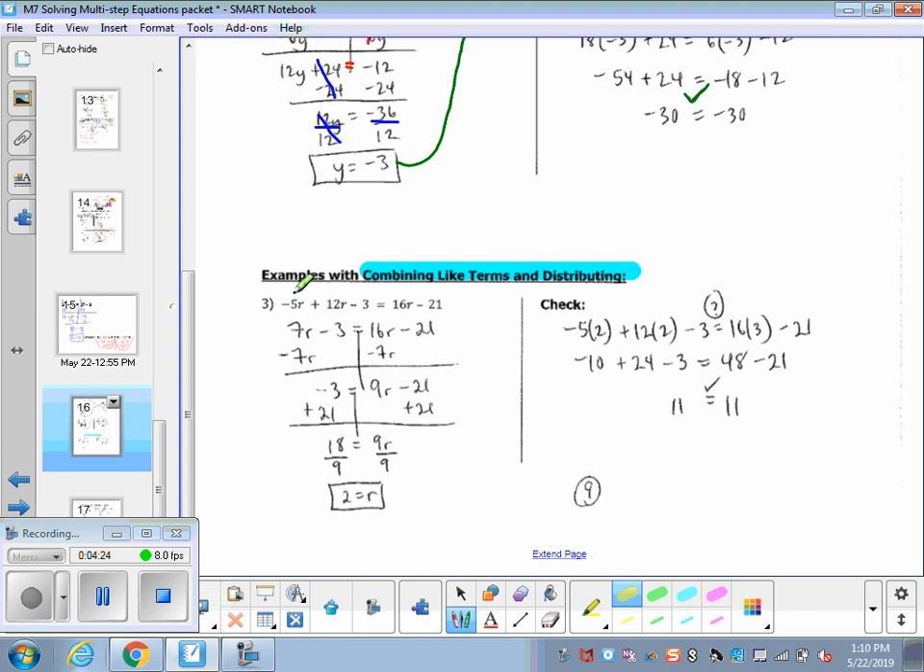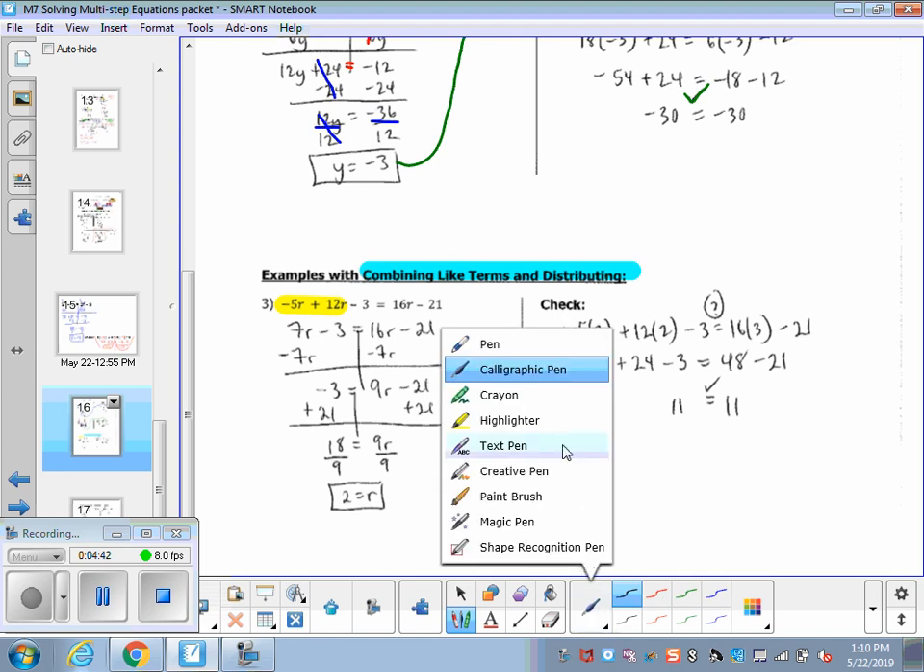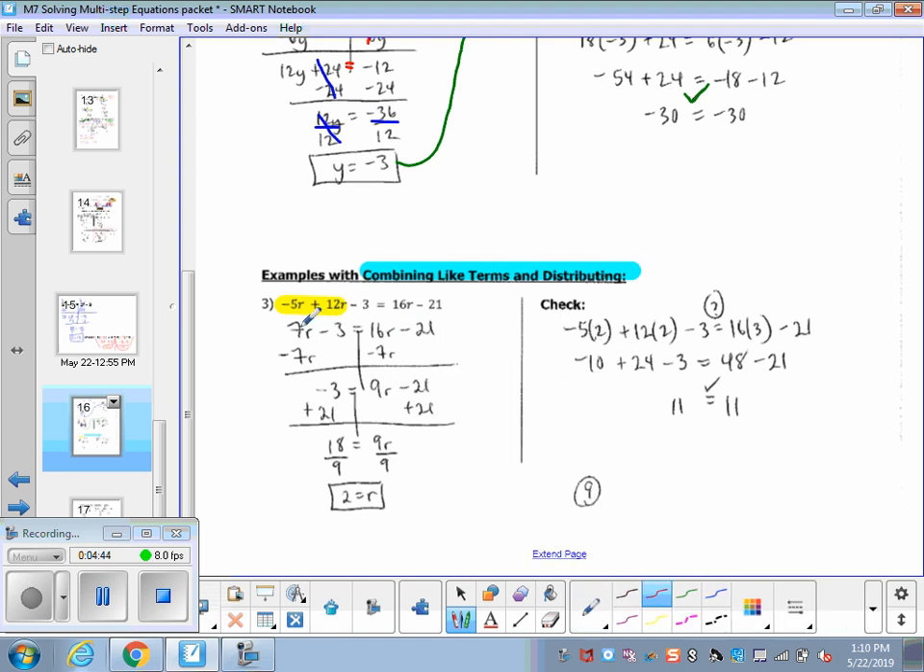For number 3, the first thing you're going to notice is that you've got 1, 2, 3 terms here. So we need to simplify right there and turn the negative 5r plus 12r into a 7r. Now I've got the minus 3, and then on the other side I'm just keeping the equals 16r minus 21. So now we're at the point where we have a variable on both sides. We have 7r over here and 16r over here. So as coefficients, which one's smaller, 7 or 16?